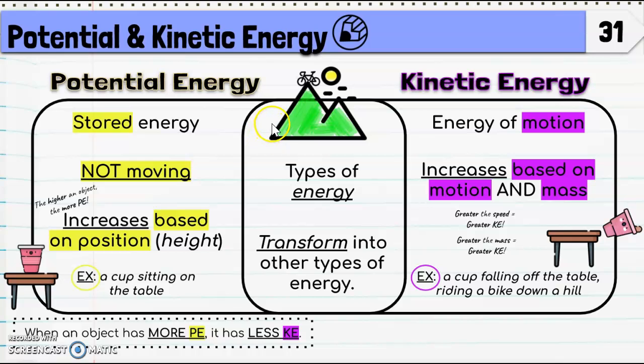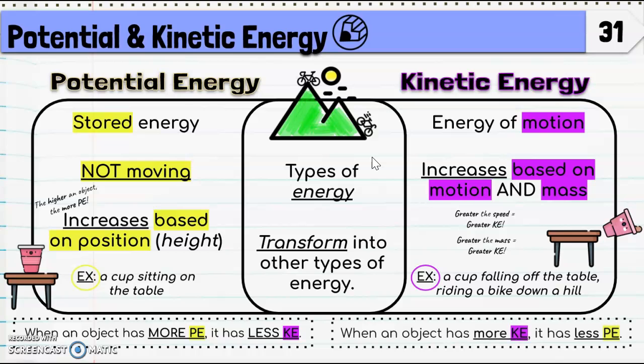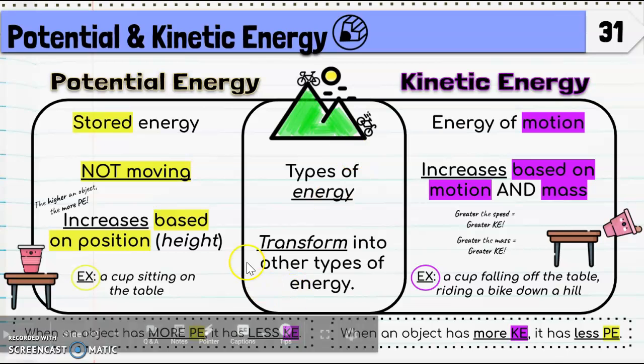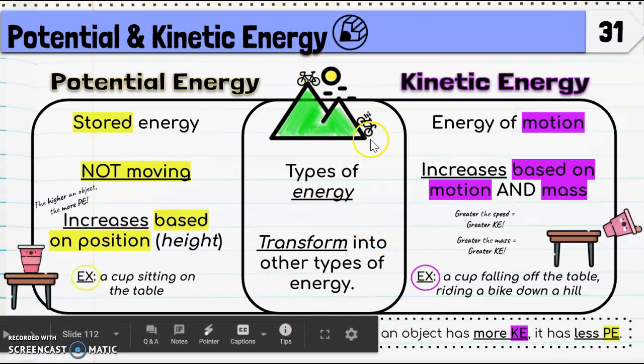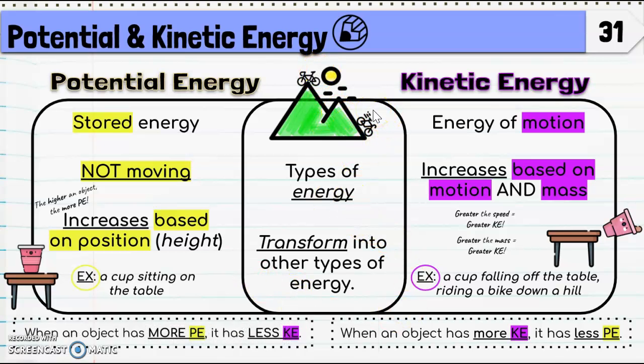When an object has more potential energy, it has less kinetic energy. And when an object has more kinetic energy, it has less potential energy. So when it's at this top point, it's at the greatest potential and the lowest kinetic. But once it starts moving down the hill, it switches. It transforms. The potential transforms into kinetic. Again, this was something you learned in 6th grade. So this was just a little review.